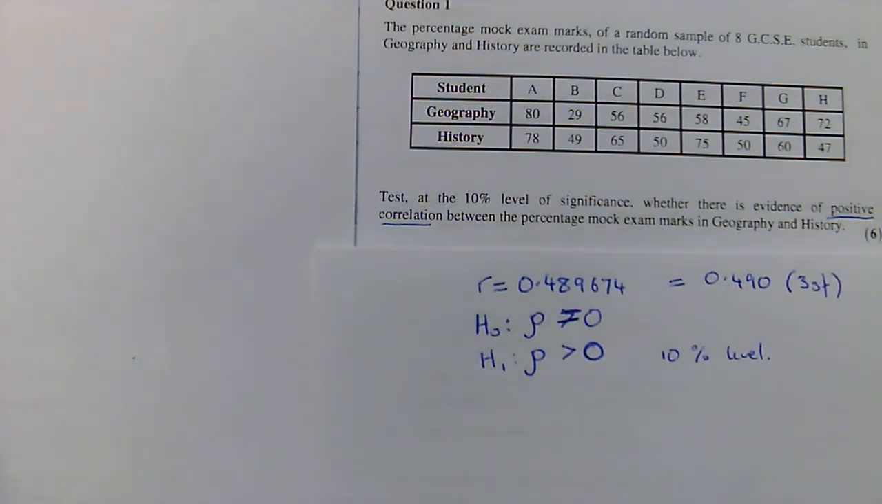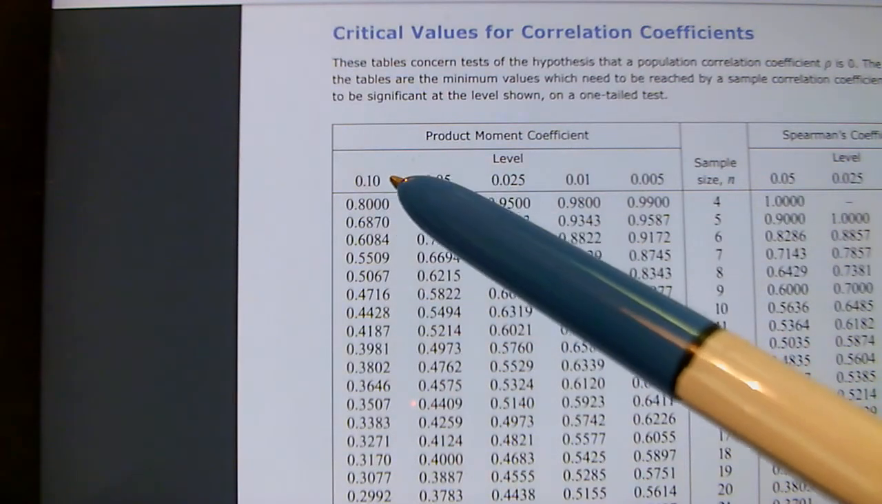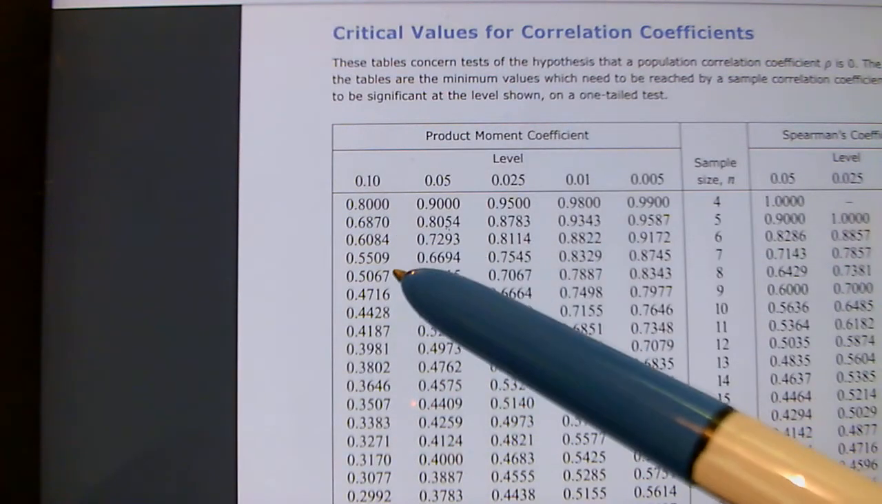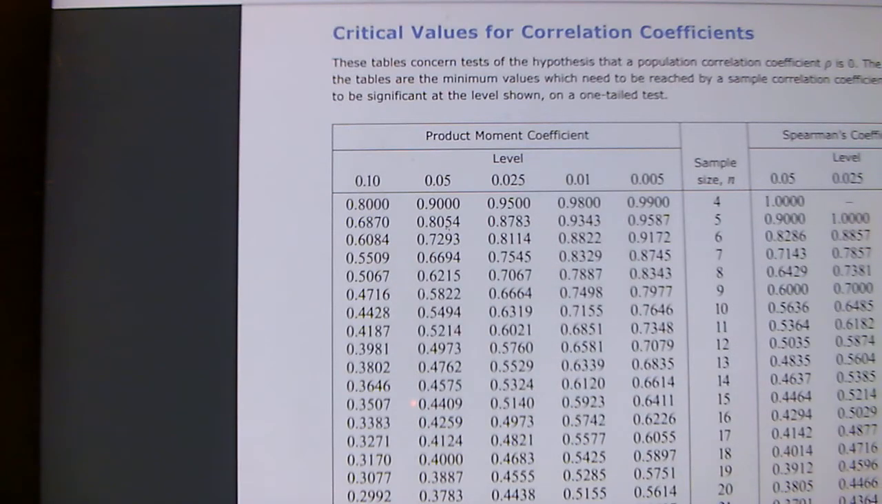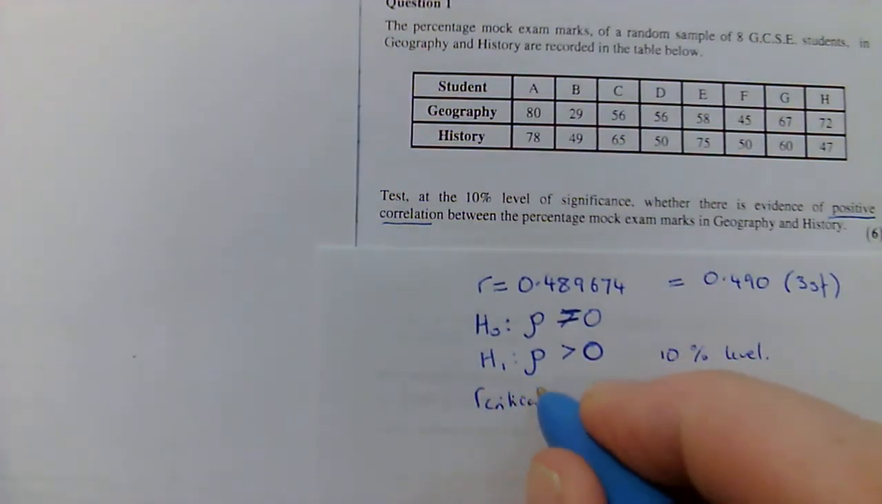So what I'm now going to need to do is to look at my tables and try to determine what the critical value is for R at which I would reject the null hypothesis. So I'm going to have a look at that now. Okay, so here are my critical values from the formula booklet. We've got 8 items of data, so the sample size is 8. The significance level is 10%, which is 0.1, so I'm looking at 8 and 0.1, so the critical value for R is 0.5067, so we're going to use that as our critical value. So R critical equals 0.5067.